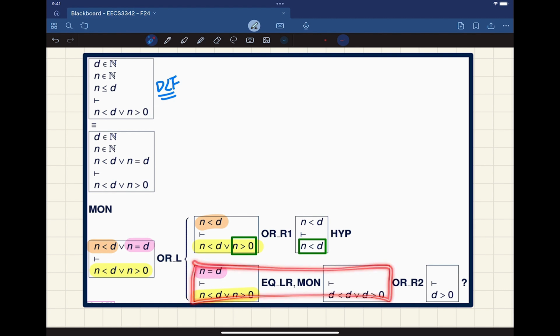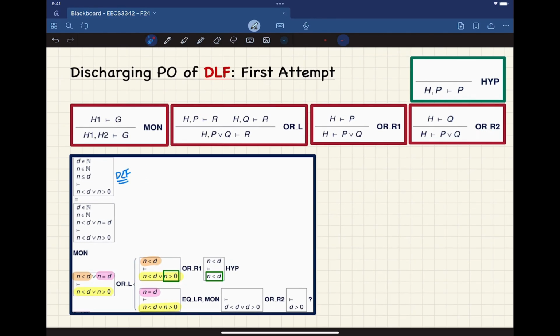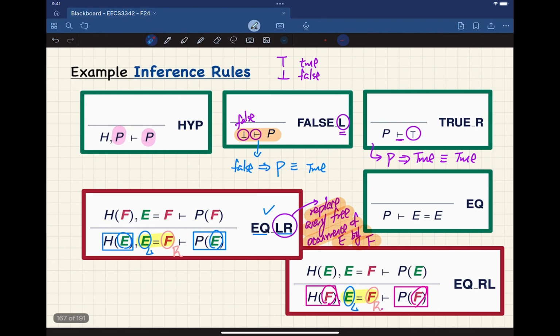Now let's see how we can proceed with this. Whenever you see any hypothesis part that has some equality, you may want to consider using EQ, either LR or RL. That's something we spoke about before the break. And in this case, I would suggest you try EQ_LR. Sorry, I don't have it here, but I'm going to copy that right away. So EQ_LR.